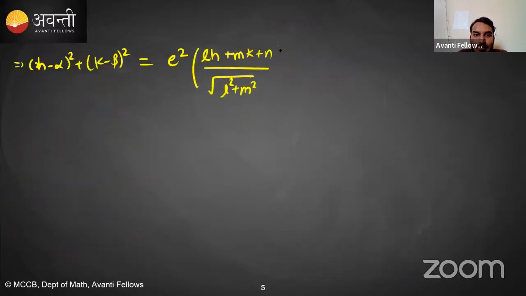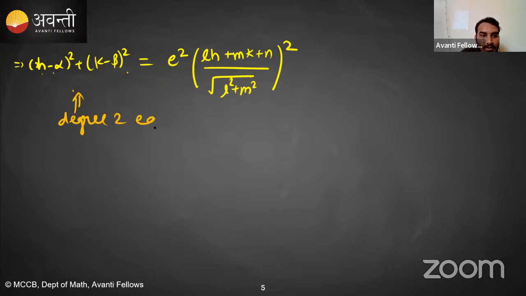Okay, this is PM squared. Is this clear so far? Tell me quickly in the chat box. Clear, students? As you can see clearly, this is a quadratic equation, a degree 2 equation in x and y.